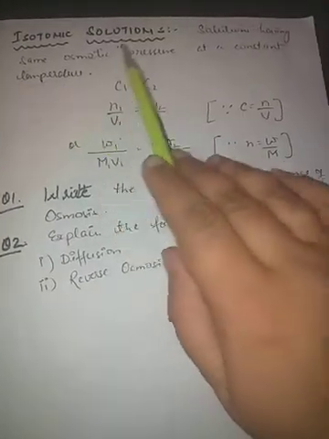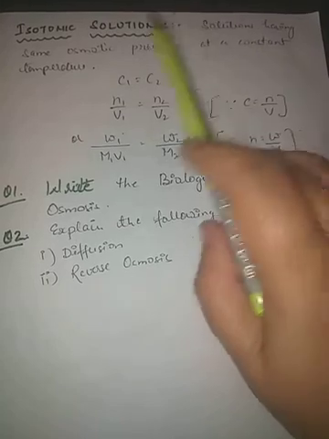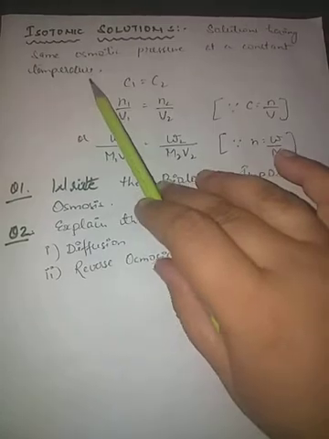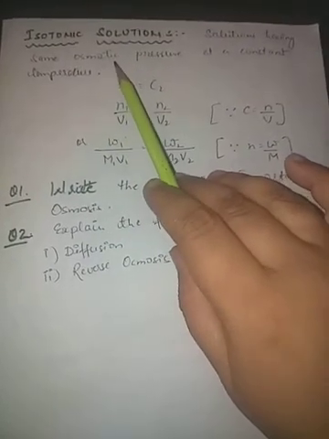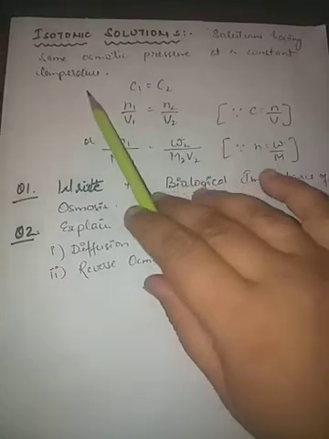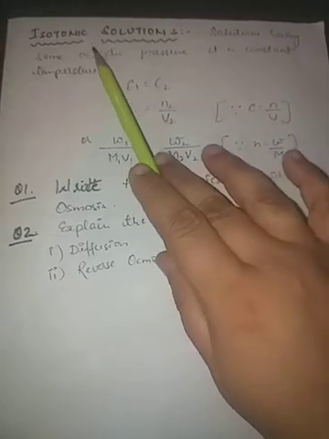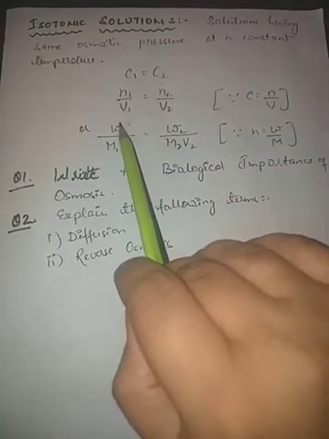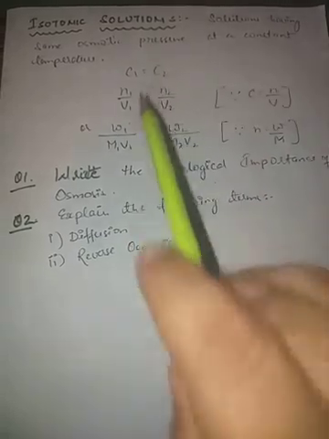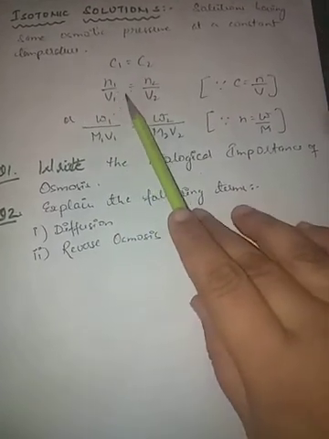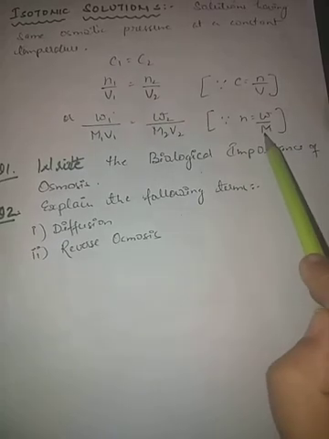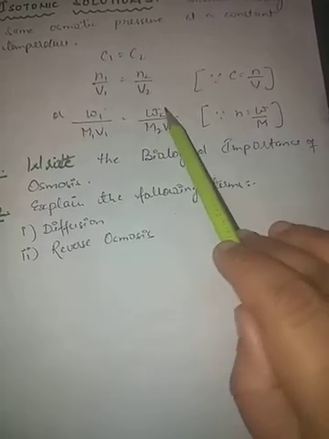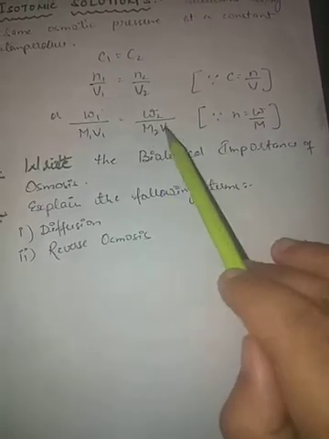Now, isotonic solutions have the same osmotic pressure at a constant temperature. Suppose two solutions are there and both have the same osmotic pressure at a constant temperature. Such solutions are called isotonic solutions, where C1 is equal to C2. C we know is equal to n1 upon V1 is equal to n2 upon V2, or n is equal to number of moles, which is mass in gram upon molar mass. It is equal to w1 upon M1 V1, which is equal to w2 upon M2 V2.